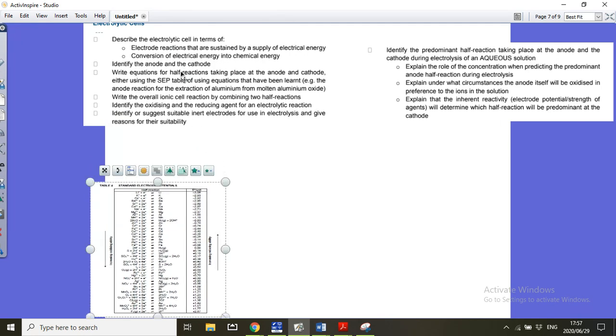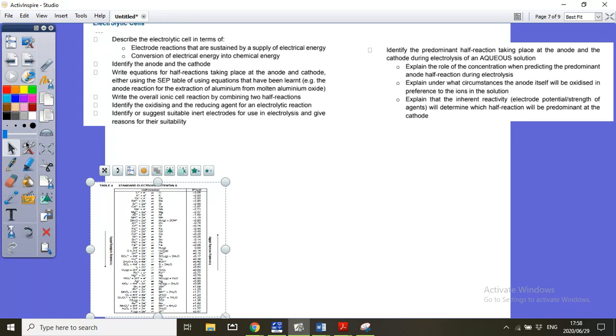So we know how to identify the anode and the cathode because anode is still where oxidation takes place, cathode is still where reduction takes place. The anode would normally be the positive one because oxidation is where electrons are given off, and that would normally happen at the positive electrode. And the cathode would normally be the negative one because electrons can be gained there, which is reduction. Now, half reactions you can write.